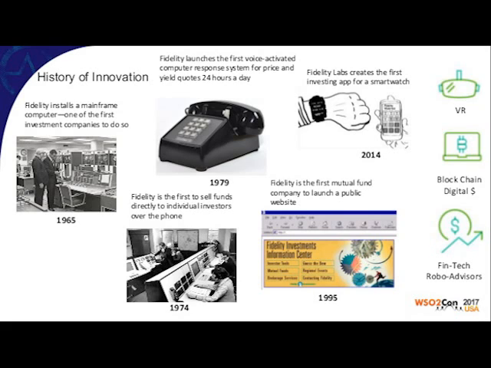And by 1974, 10 years later, they had their first 800 number. And then 5 years after that, they had a voice-activated response system. So you could effectively call and get the price and yield quotes 24 hours a day, any day of the week. In 81, they had the money line. So they had nationwide electronic funds transfer to money market funds.